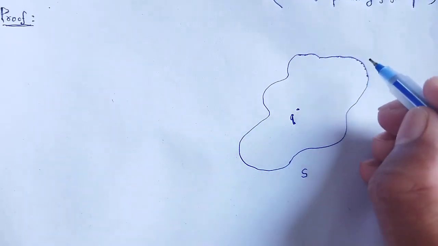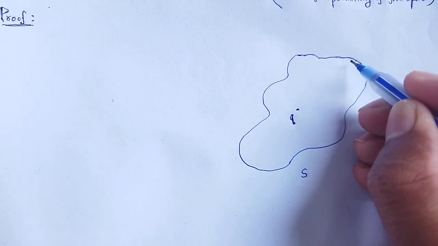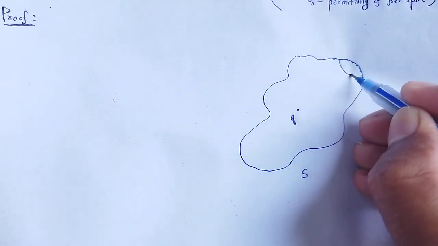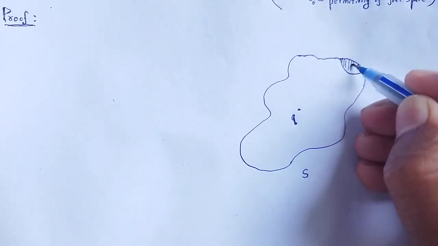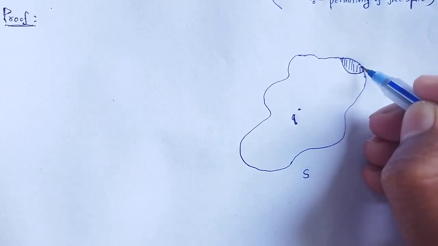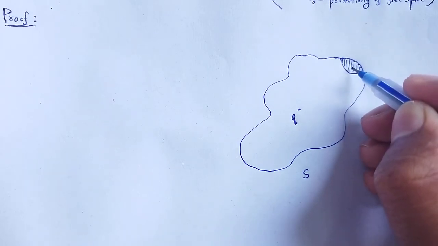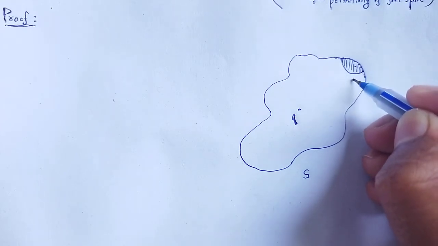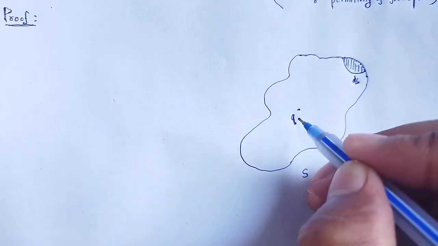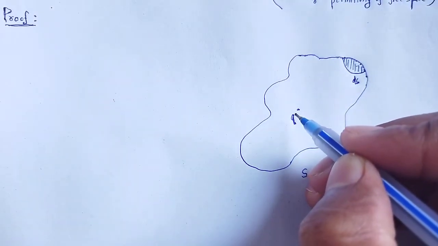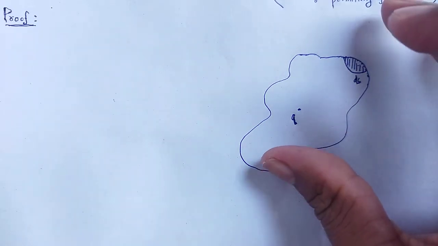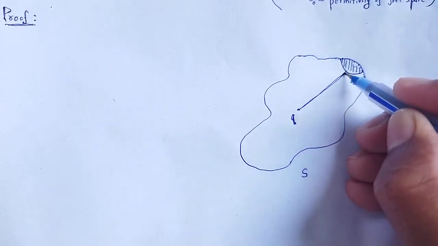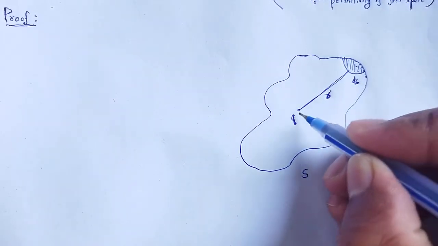Let ds be a small area element of that surface S. Here is ds, which is at a distance r from the charge. That ds is at a distance small r from the charge q.